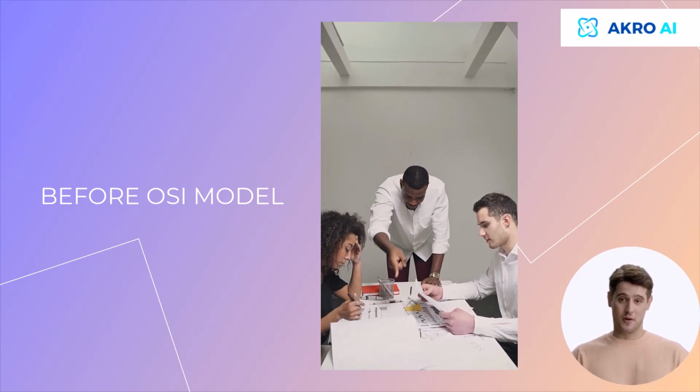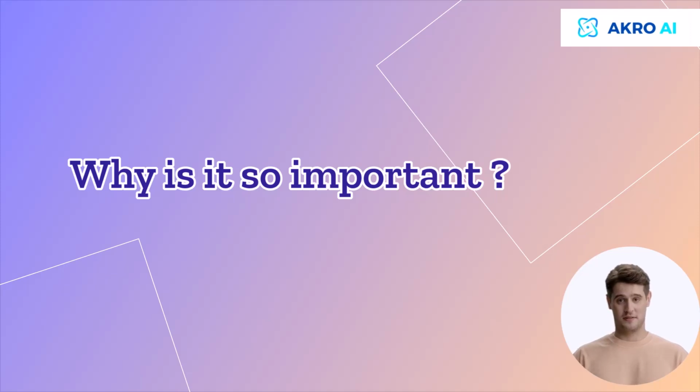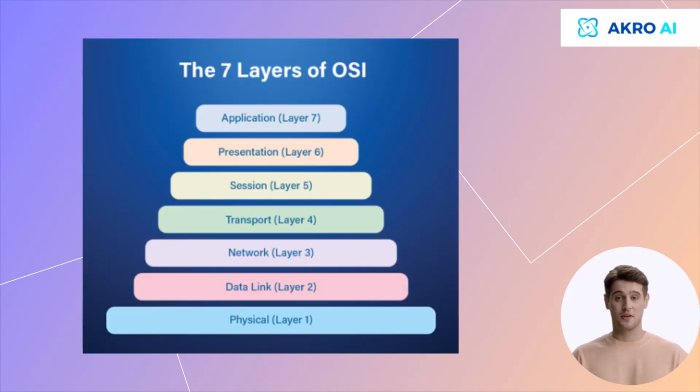So, why is this model so important for network engineers? Think of the OSI model as a universal language that all networks speak. It breaks down the complex task of network communication into 7 simple layers, making it easier to design, troubleshoot, and understand how data travels from one device to another. These 7 layers are the physical layer, the data link layer, the network layer, the transport layer, the session layer, the presentation layer, the application layer.